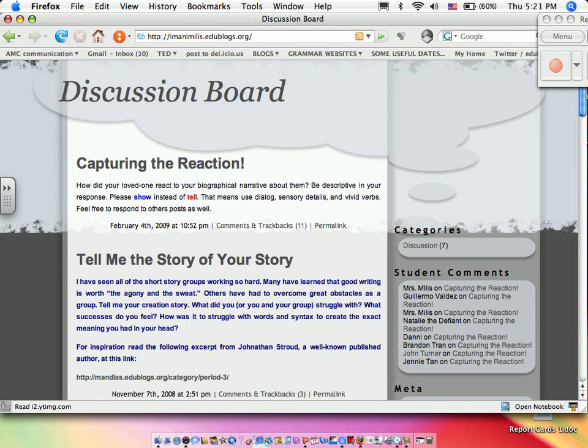Be descriptive in your response. Please show instead of tell. This means use dialogue, sensory details, and vivid verbs. And so you can see we've had several discussions.